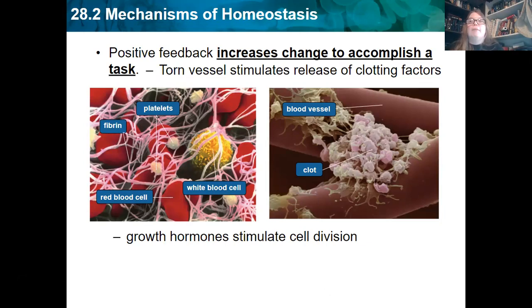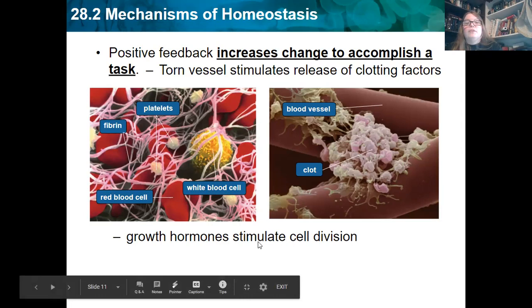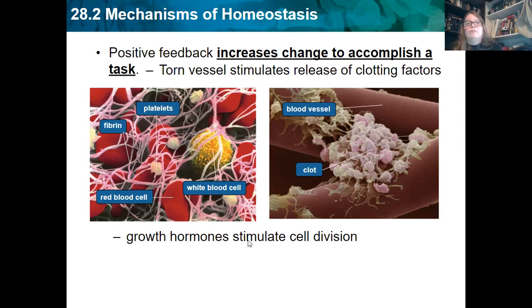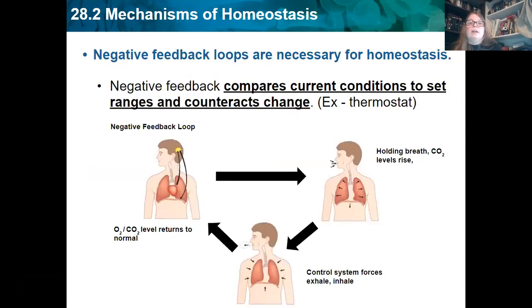than what's already happened. I would think another one would be if a fire alarm goes off, then you want to increase the change there, like one sprinkler will go off and then all of them go off. So also growth hormones to stimulate cell division. They want to increase the change. So it's positive feedback. So negative feedback, it's where we don't want the change. So positive, we want more change. Negative feedback, we want less change.